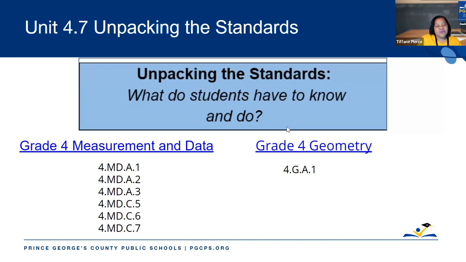So we're looking at 4. We're talking about the grade level. MD is going to be that domain. Then we have A, which is going to be your cluster. And then the different numbers are going to break down the specific standard indicators that the students need to know. So let's take a look inside and let's see what's going on.